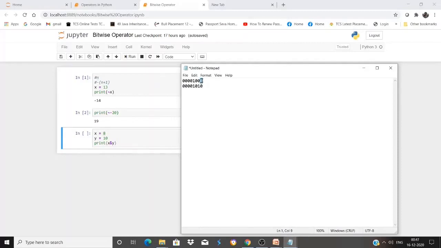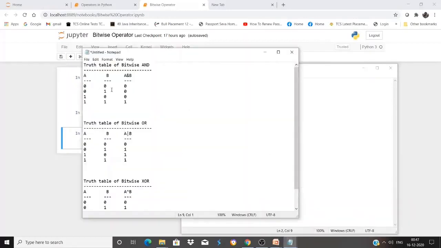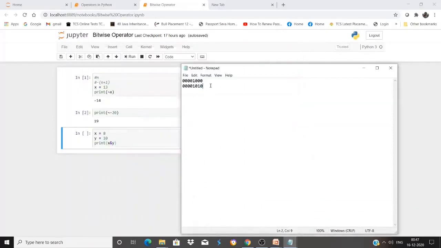Now if we perform the bitwise AND operation on these two binaries, for the rightmost bit, both bits are 0, right? So if both bits are 0, what should be the output? According to the truth table, if both bits are 0, then the output should also be 0. So the rightmost bit of the output will be 0. Now we switch to the second bit. For the second bit, we have a 0 and a 1. So if either of the bits is 0, then as we have said, the output will also be 0.